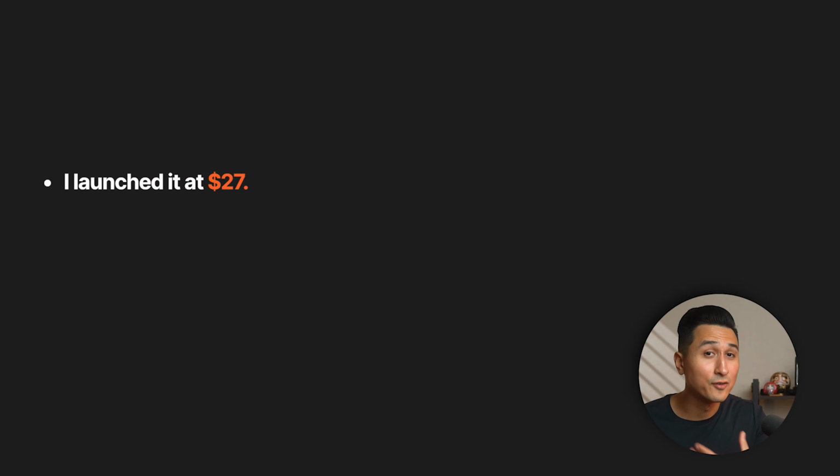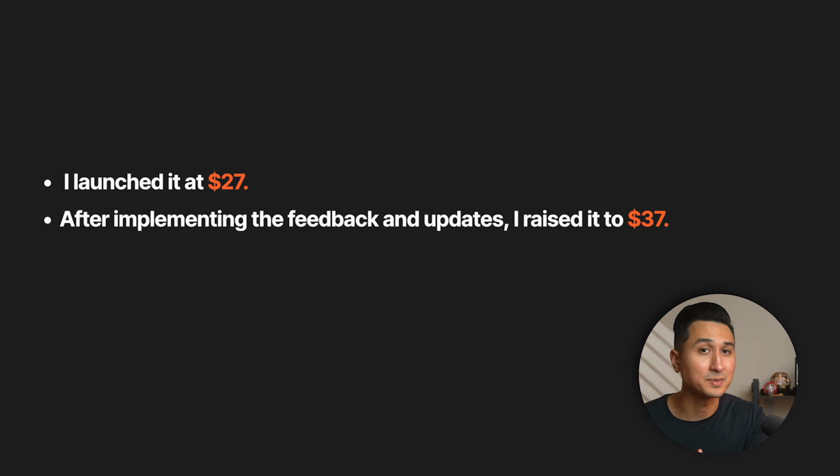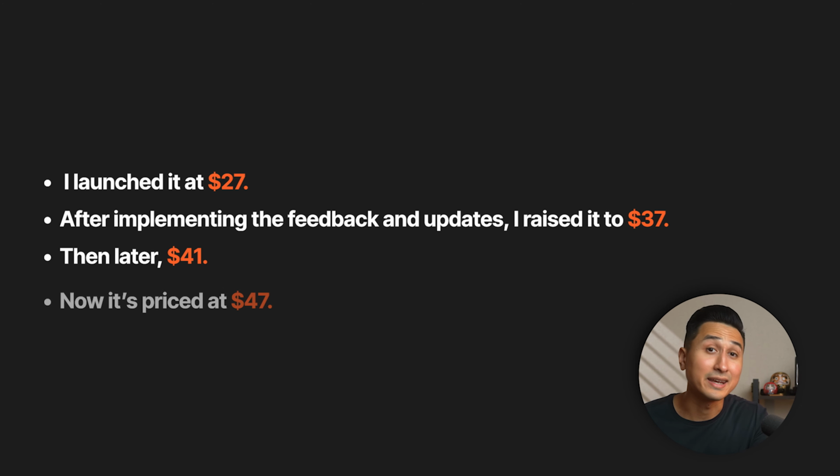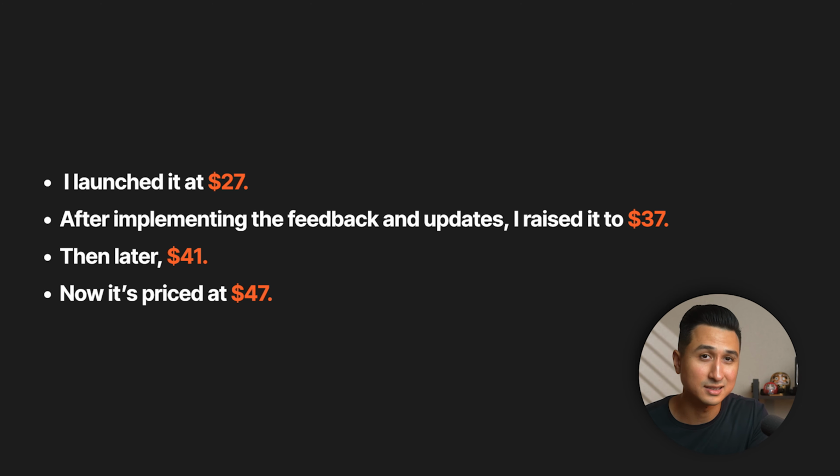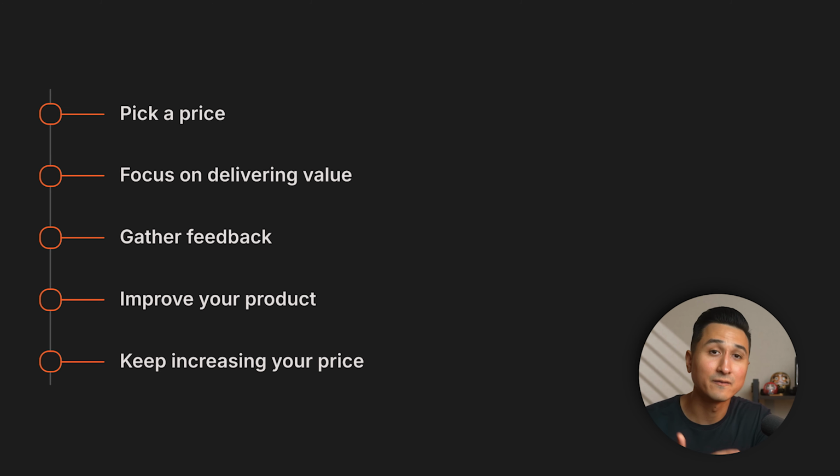This is exactly what I did with my consistent creator system. I first launched it at $27 because I wanted to get my first round of customers in the door to get more feedback and testimonials. After implementing the feedback and updates, I raised it to $37, then later I increased it to $41, and now it's priced at $47. And guess what? I've been adding even more updates over the past few weeks, so this $47 price will go up again soon. So don't let overthinking hold you back. Just pick a price, focus on delivering value, gather feedback, improve your product, and keep increasing your price over time.